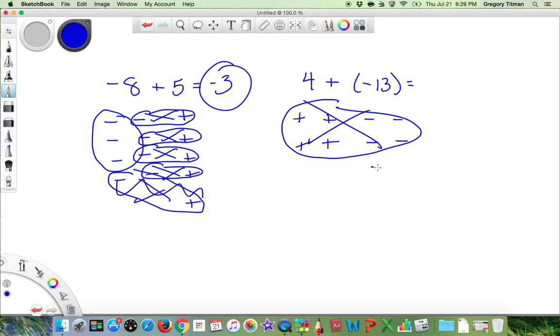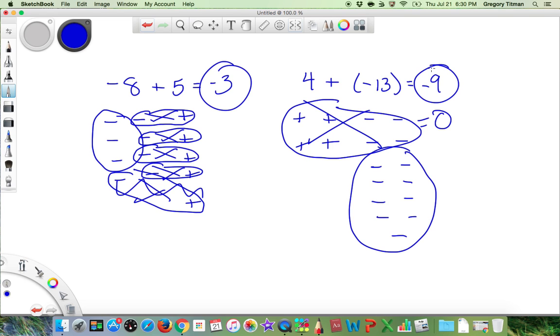So we'll continue putting in our 13 negatives. So I have 4 here, 5, 6, 7, 8, 9, 10, 11, 12, 13. All right, so here's our 13 negatives, our 4 positives. Those 4 positives cancel out $4 worth of debt, so that's all equal to 0, but I still have some debt down here, a total of 9, so negative 9 is our solution.